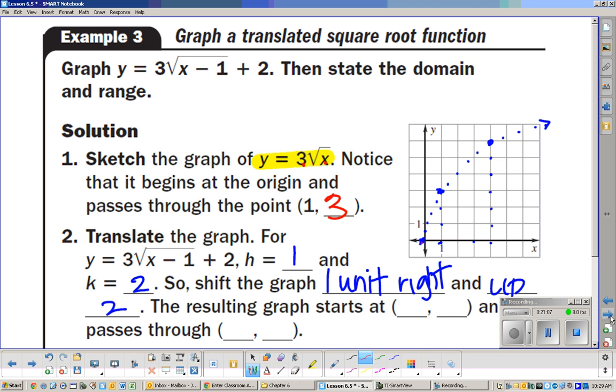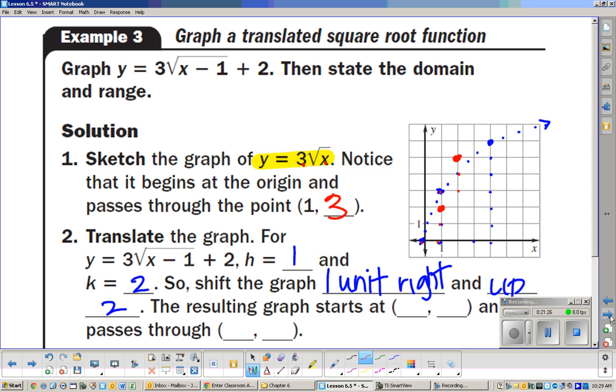Here's a point at 0, 0. Go 1 to the right and 2 up. And there you are. There's your new starting point. Here's our point at 1, 3. Go 1 to the right and 2 units up. And there's my new second point.